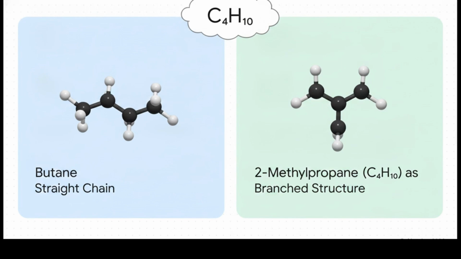You can see this perfectly when looking at butane and 2-methylpropane. Both of them share the exact same formula, C4H10. 4 carbons, 10 hydrogens. But their atomic connectivity is entirely different. Butane is the simple straight chain, whereas 2-methylpropane branches off. Same exact ingredients, entirely different structure.